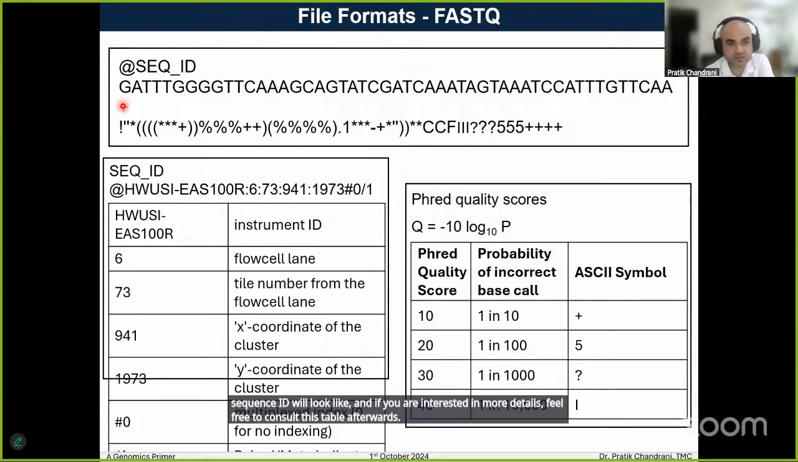Then the second line is the sequence itself. This is where the nucleotide sequence is stored.